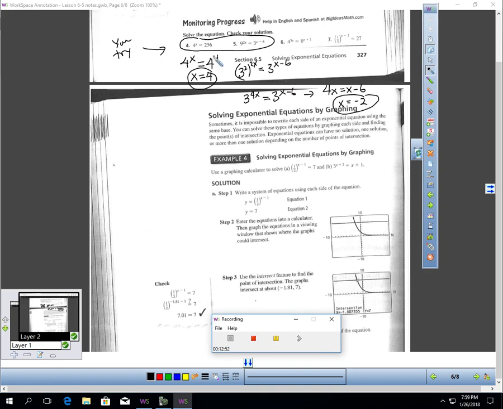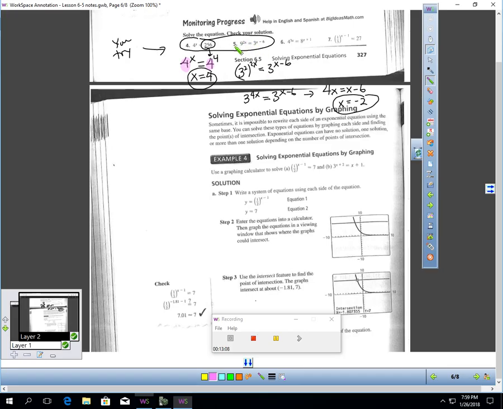And I'm back. So on the first question, I can keep 4 to the x the same, but 256 is the same as 4 to the 4th power. If I take 4 times 4 times 4 times 4, I get 256. Now I do have the same base. So x equals 4.